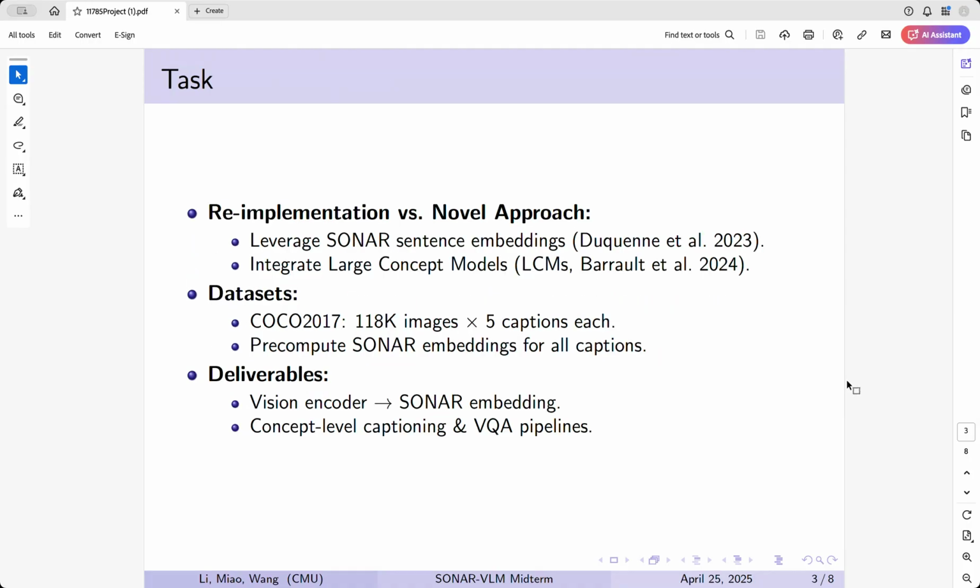To achieve this goal, our project includes three main components: methodology, data, and deliverables. On the methodology side, we take a hybrid approach, leveraging SONAR sentence embeddings as our concept-level textual representations and integrating them with large concept models. For data, we use the COCO 2017 dataset, which includes 180K images, each with 5 captions. To summarize the deliverables, we have a mapping from the vision encoder to SONAR embeddings and 4 pipelines for concept-level image captioning and VQA.